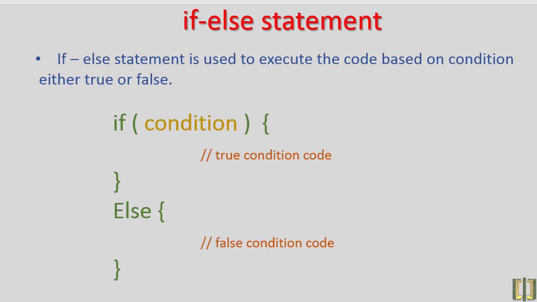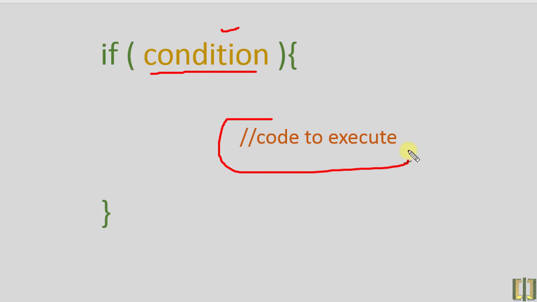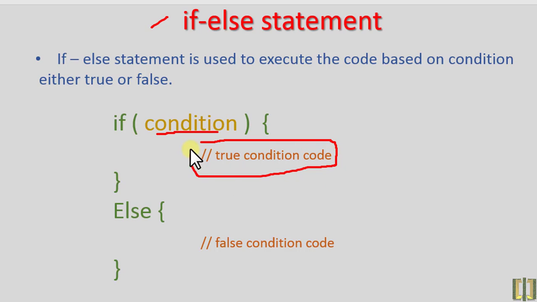In a simple if statement, we specify what to do if the condition is true. We say if the condition is true, then execute this code, but we didn't specify what to do if the condition becomes false. But in the case of the if-else statement, we have the condition. If the condition is true, then we execute the code inside these brackets. If the condition becomes false, then it's going to execute the code written inside this else block.